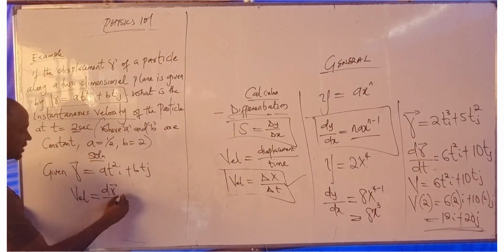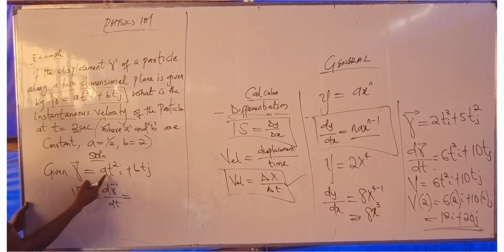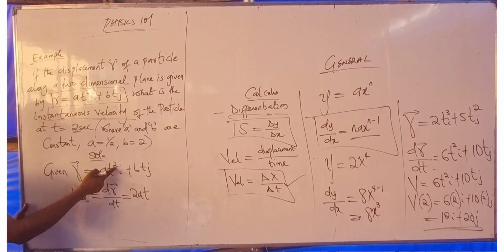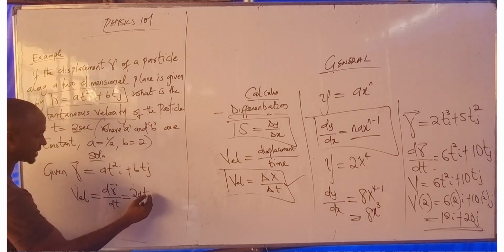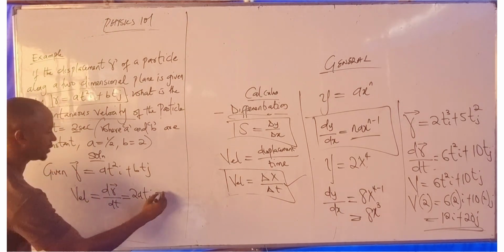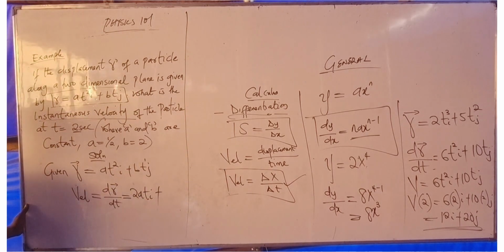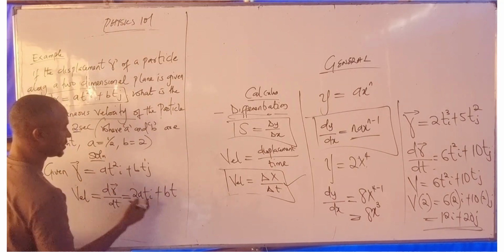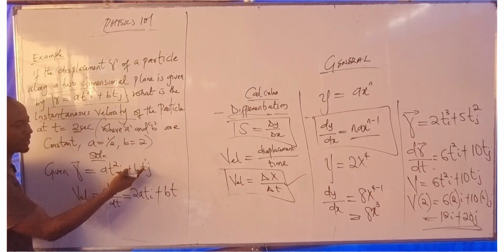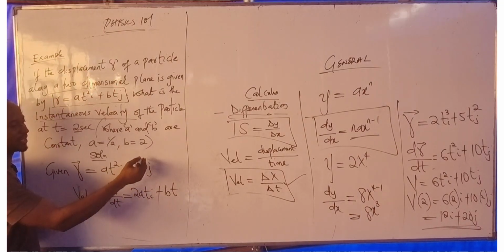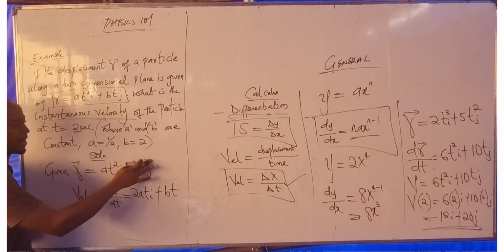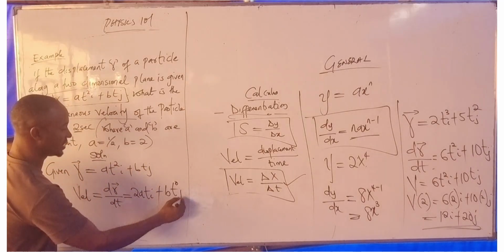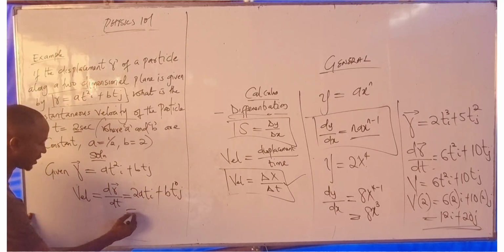Now let's solve this. This will give us 2 times a, so 2at. What is 2 minus 1? Still 1. So my answer is 2ati, plus the power of t here is actually 1, and that will give us 1 times b, which is b. I multiply this 1 by the coefficient of this t, and subtract 1 from the power. Initially, the power of this t is 1, so what is 1 minus 1? The answer is 0, so 0j.